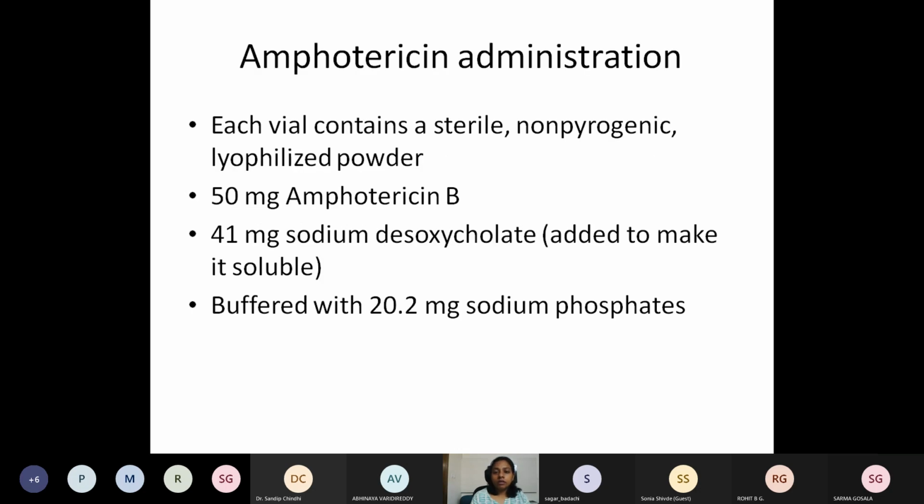So how do we administer amphotericin practically? If you remember the first picture that I showed you, it is a powder, usually a yellowish or orange powder. It's a sterile, lyophilized, freeze-dried powder, and it contains 50 milligram of amphotericin B. To that is added sodium deoxycholate, which is a bile salt detergent, to make it soluble. And it is buffered with sodium phosphate.